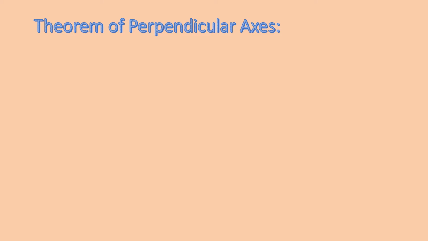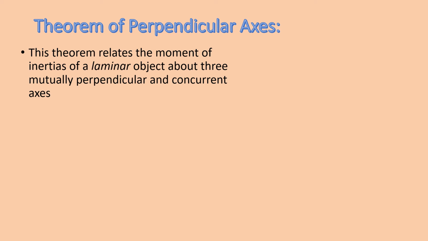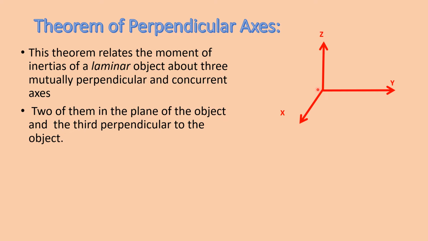Theorem of perpendicular axis. This theorem relates the moment of inertia of a laminar object about three mutually perpendicular and concurrent axes. Here we know that x, y and z are mutually perpendicular and concurrent axes. Two of them are in the plane of the object and the third is perpendicular to the object.